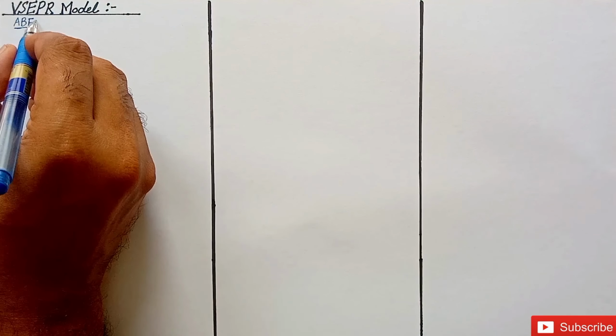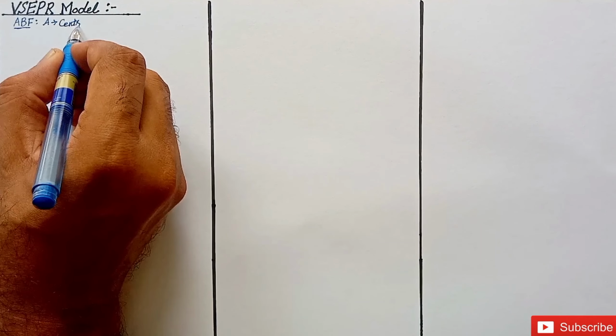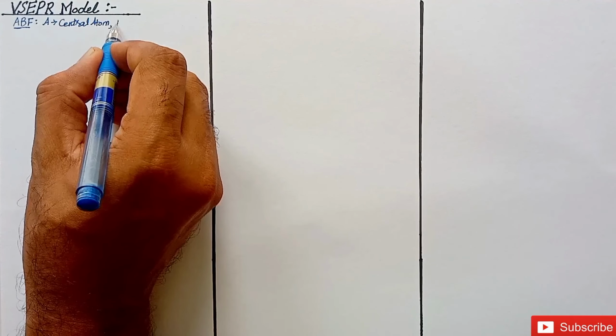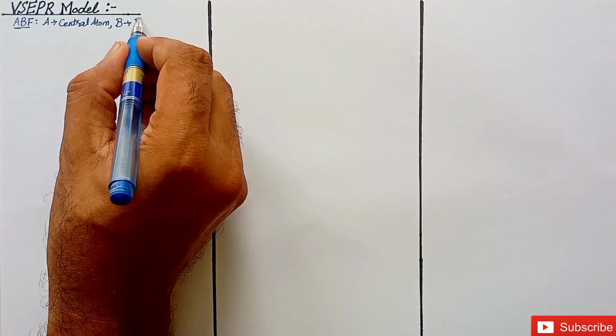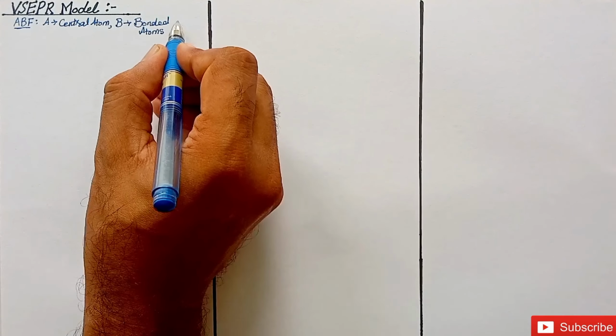AB_nE_m. This is the general formula of the VSEPR model. Here A is the central atom, B is the atom bonded with the central atom, and E is the number of lone pair electrons on the central atom.